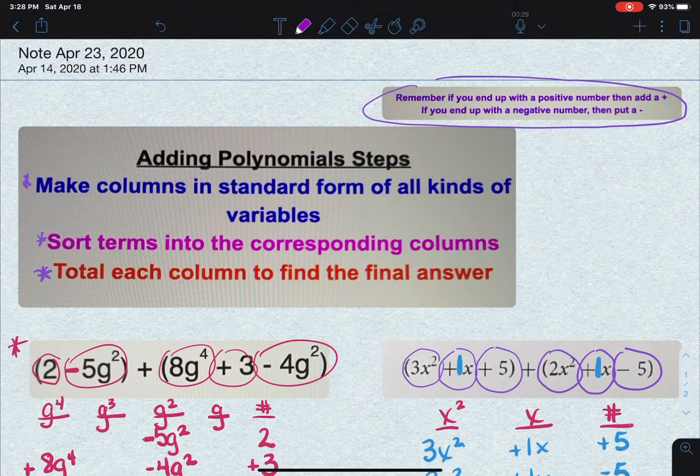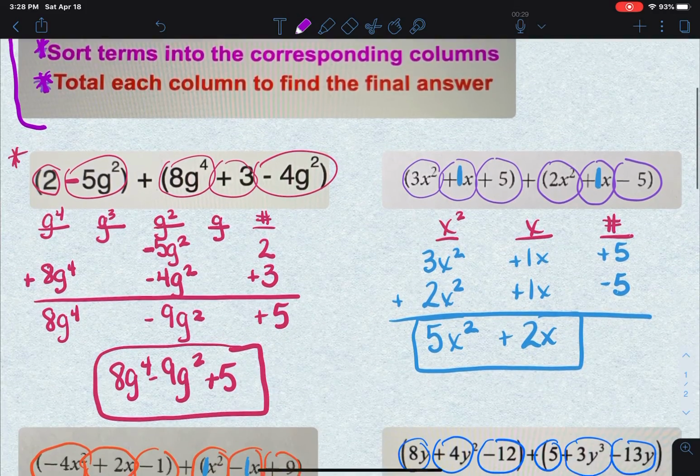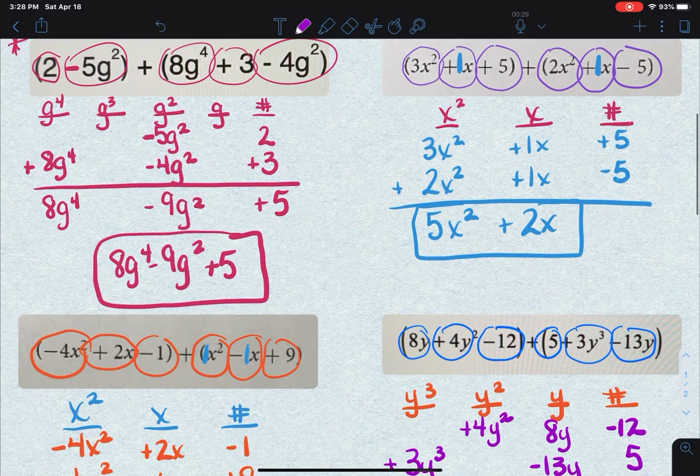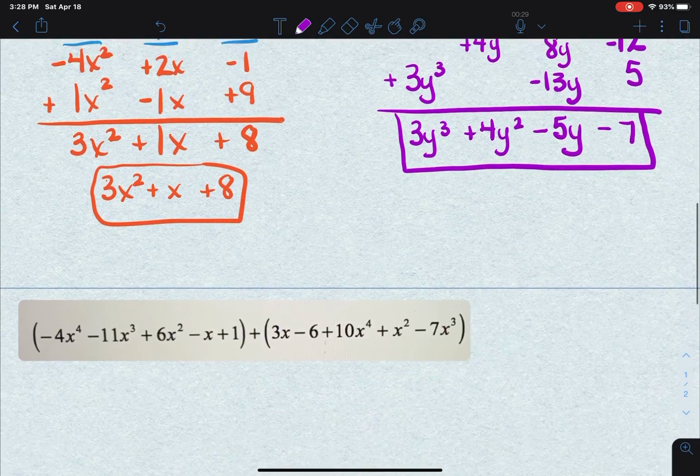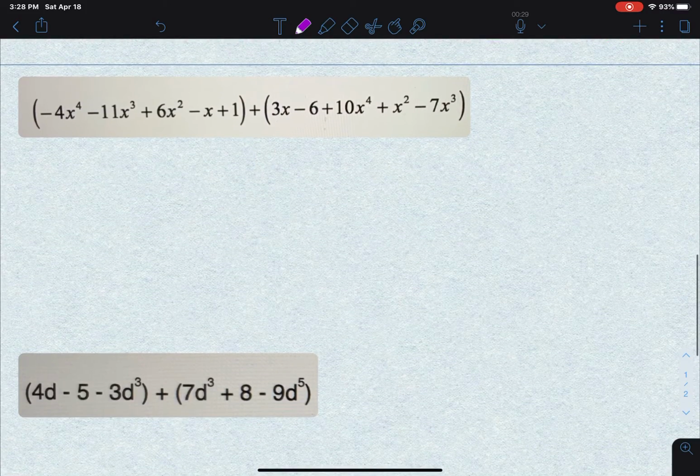Okay, guys, we spent some time a little while ago going over these adding polynomial steps, and you're going to notice I've left the steps here. So making columns in standard form of all kinds of variables, sorting the terms into the corresponding columns, and then totaling each column to find answers. Now, last time we went through four that we're building our skill. So I want to do a couple more that are a little bit more intense or complex.